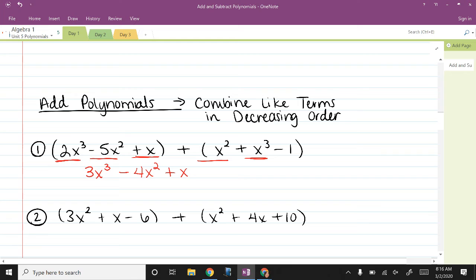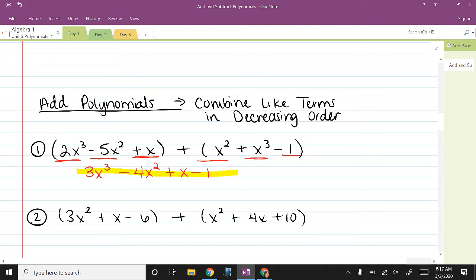And then what goes last? Yeah, the constant. So this right here is my answer. So you just combine like terms in decreasing order. So when you're adding polynomials, you can get it done in one step. You really don't have to show any work on those. Okay? Just combine your like terms, go highest to lowest exponents.